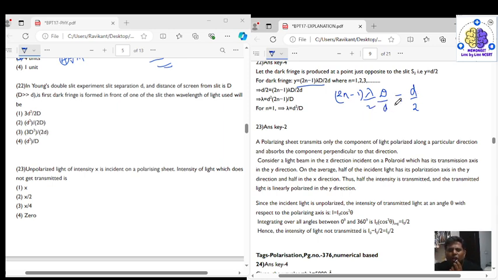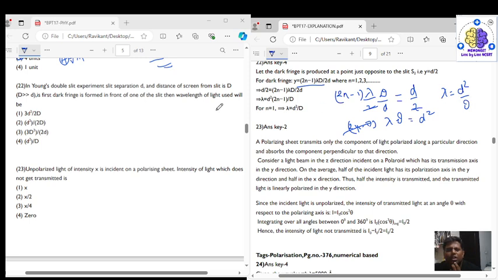So now solving this, we get lambda is equal to, when we solve this, see here this 2 will cancel out with this 2, and we get (2n minus 1) into lambda D is equal to d square. Because it's the first dark fringe, putting n equal to 1, this turns out to be 1. So what we are left with is lambda is equal to d square upon capital D.